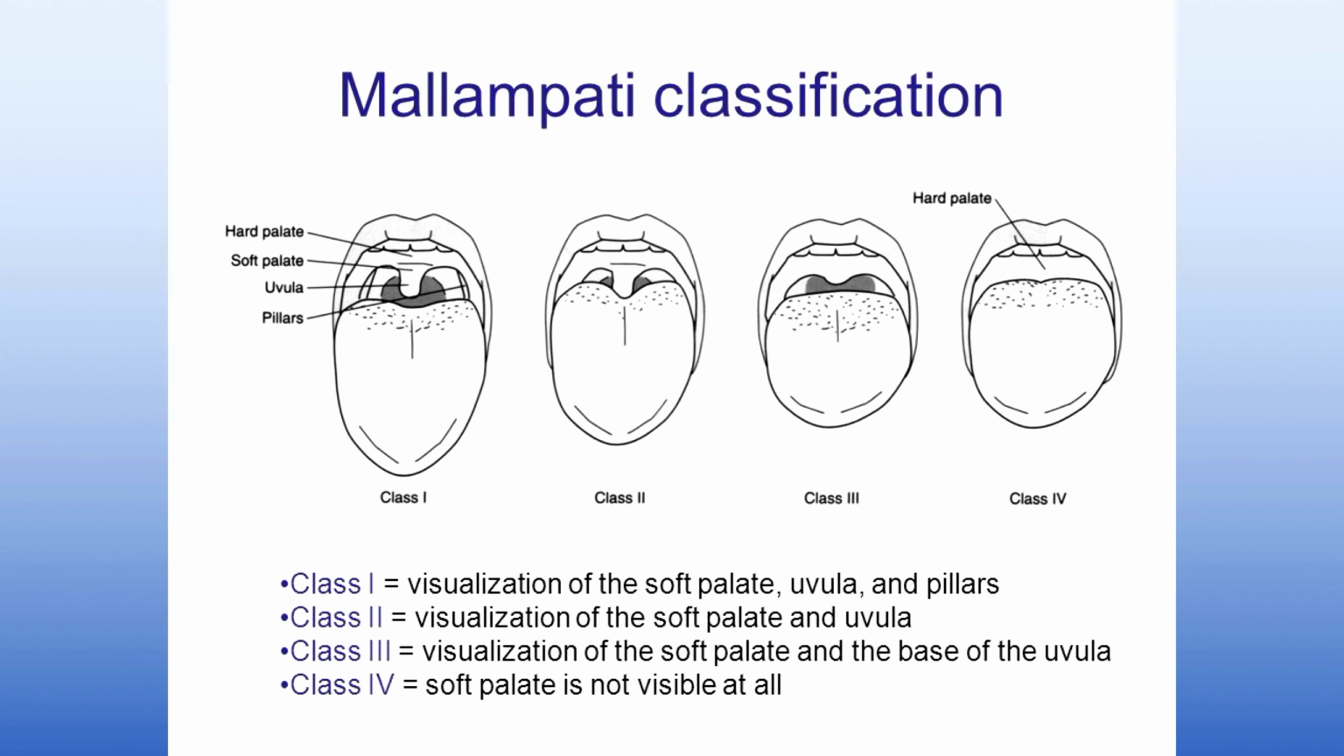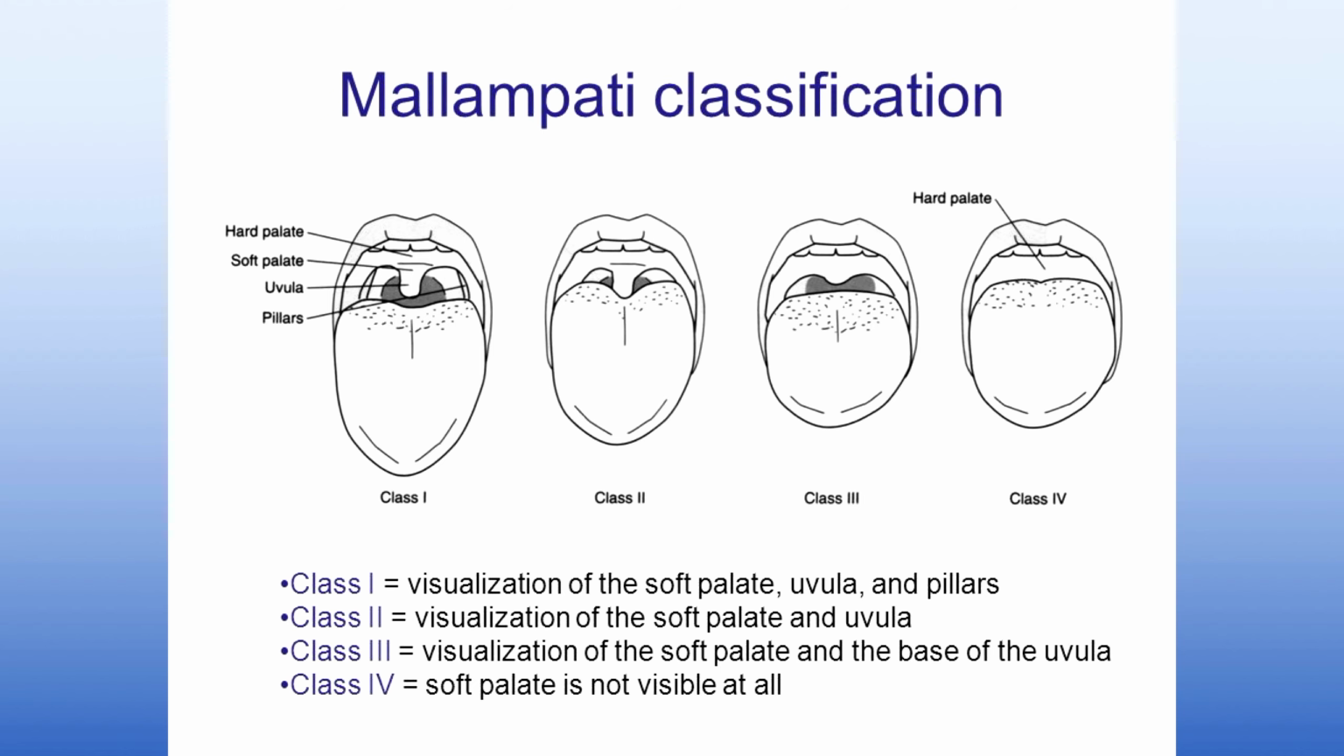When we look in the mouth, we use a classification system called the Mallampati classification. Mallampati really is telling us how much of the back of the throat we can see when the patient opens their mouth and says, "ah." If we can see the uvula, or even part of the uvula, that's associated with either a class 1 or a class 2. We know that patients that have class 1 or class 2 views often have a more direct route from the mouth to the vocal cords and the airway for placing a breathing tube.